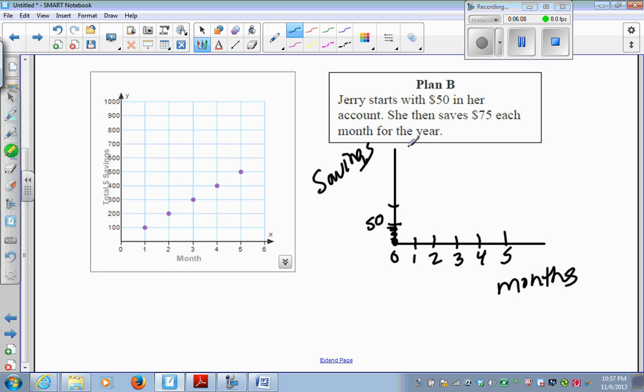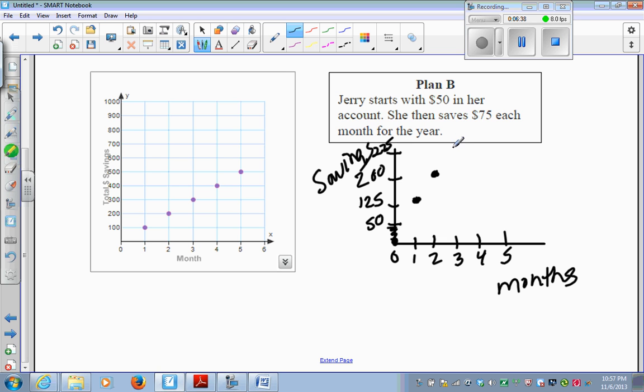At the end of 1 month, it will have gone up by $75. So she would have a total of $125 because it would have gone up $75. At the end of 2 months, it would have gone up another $75. So now she would have, let's see, 200. At the end of 3 months, it would have gone up another 75, so 275.